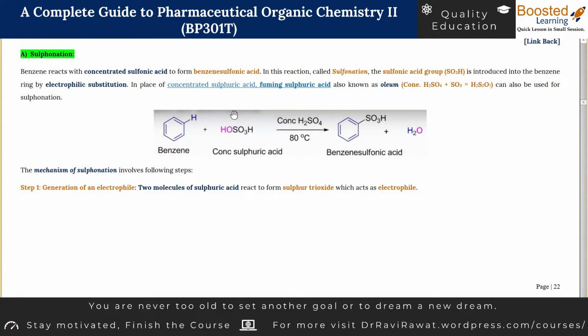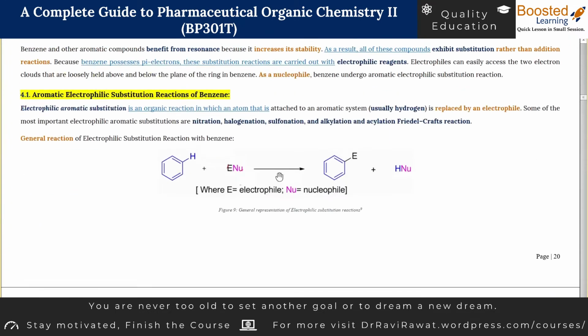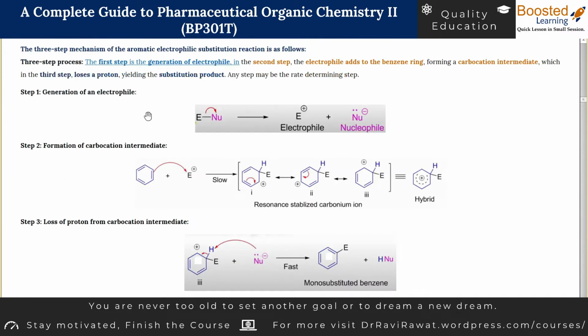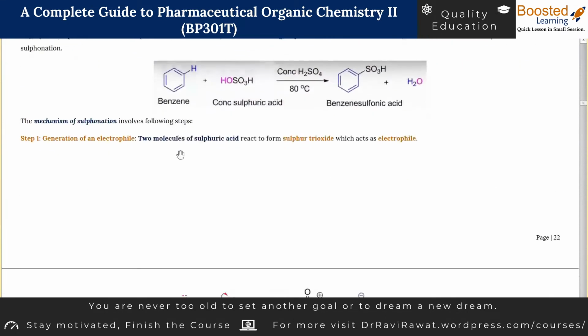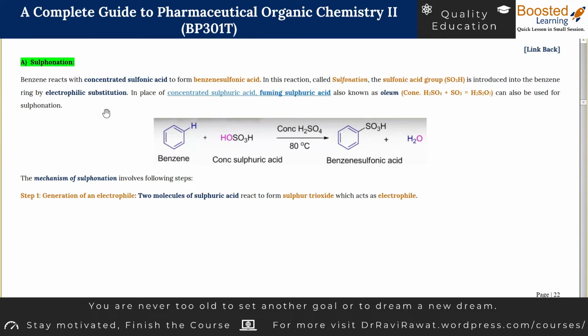Previously, we have discussed what electrophilic substitution reactions are. We have studied a model reaction of electrophilic substitution reaction, and we have studied the mechanism. So in this session, we are going to cover a real world example of electrophilic substitution reaction on benzene, and the reaction is going to be sulfonation.